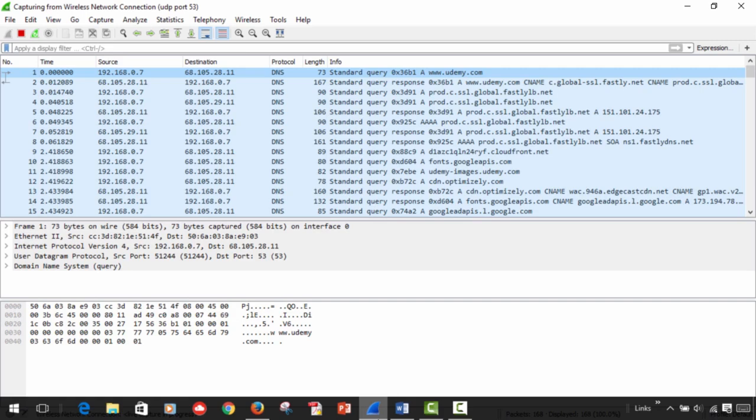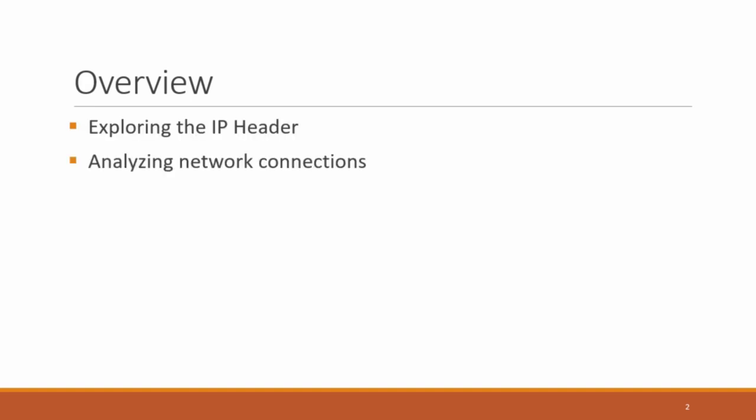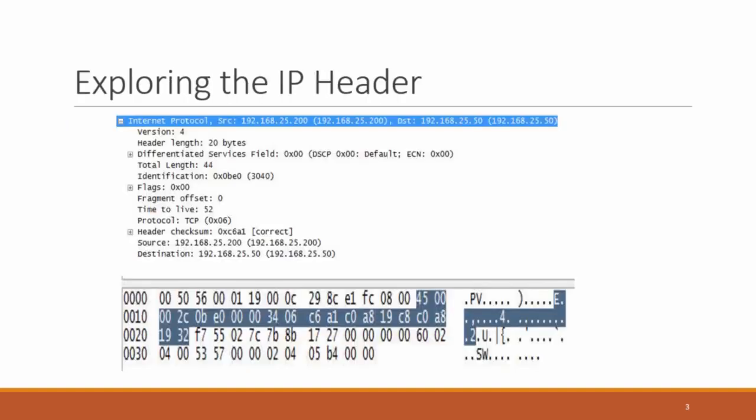Next up, we'll explore the characteristics of some normal and abnormal traffic. You will see how an attacker, when they attack, what it looks like at the network level. In this module, we will examine protocol communication to include normal and abnormal traffic. So what we're going to cover is exploring the IP header and analyzing network connections. What happens when we connect and send data back and forth in a network?